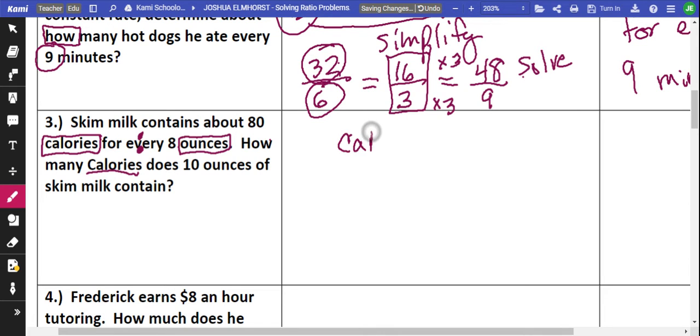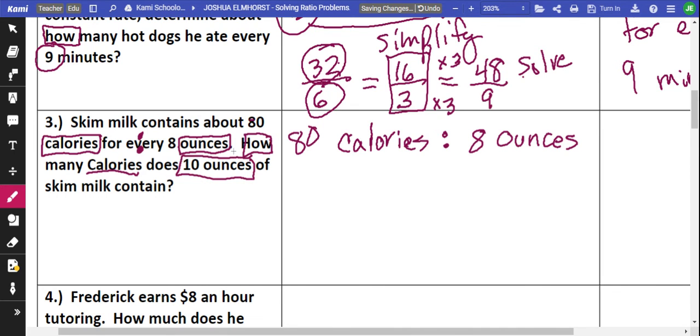So this is calories, colon, ounces. So there's 80 calories, use your labels, and then there's 8 ounces, calories and ounces. Now going to the second one, the how. How many calories does 10 ounces have? So this is connected, 10 ounces. So we're going to go over here and say 10 ounces. And the question mark is how many calories?